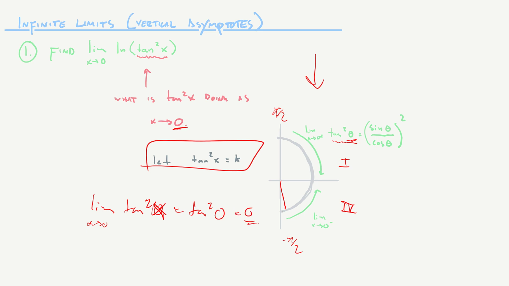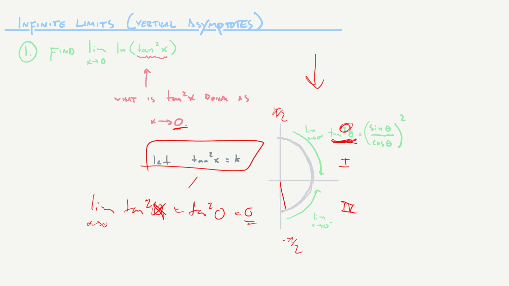But look at the y values as we approach 0 in both quadrants. Remember, tangent is defined to be sine over cosine. In this quadrant, tangent is normally negative, and in this quadrant, tangent is positive. But because we're squaring it, our outputs for the tangent function are always going to be positive. So as you approach 0 from either direction, the output, tangent squared x, is a positive number getting smaller and smaller and approaching 0.